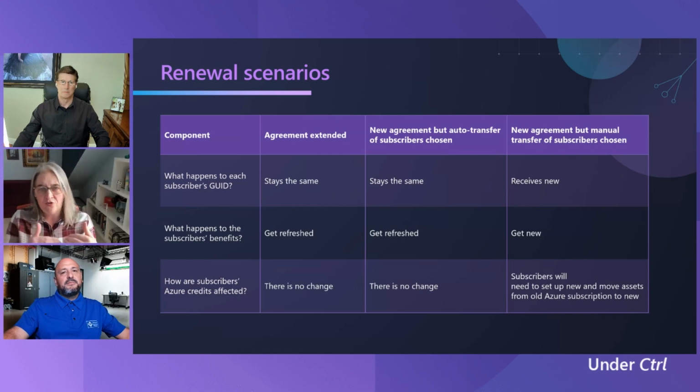Now, that new agreement where there's a manual transfer of subscribers, the admin will need to download that subscriber list, edit it as appropriate, and then re-upload it into that new agreement. And if that choice is made, your subscribers get a new GUID. And the one shift in that is that the Azure assets, if they're using those individual Azure credits, I want to stress it's the individual credits, not anything to do with your corporation.